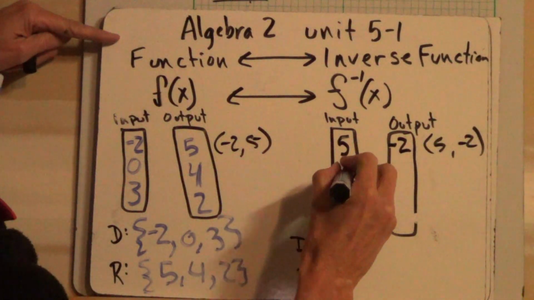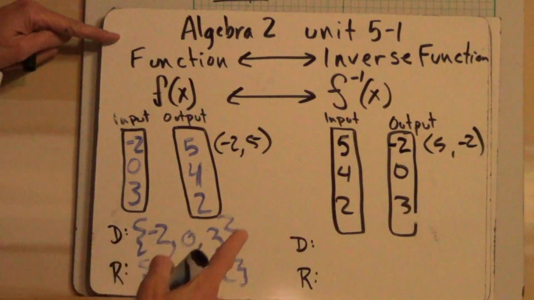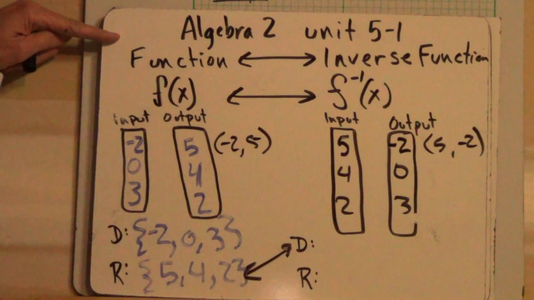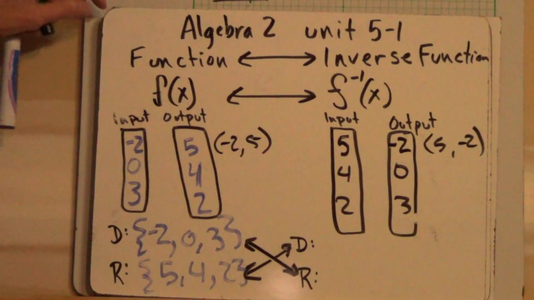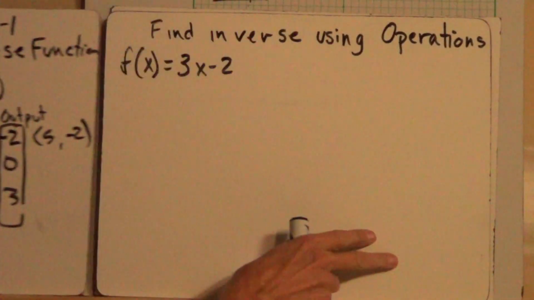So this one would be 4, 0, and 2, 3. Our domain would end up being what was in the range of the original function. And the range will end up being what was in the domain of the original function. So that's how you can verify that they're inverses.